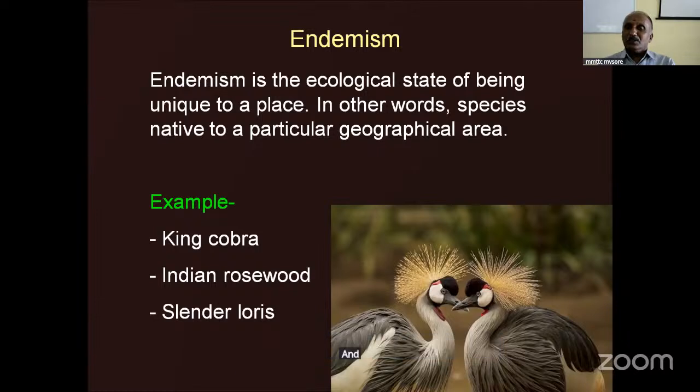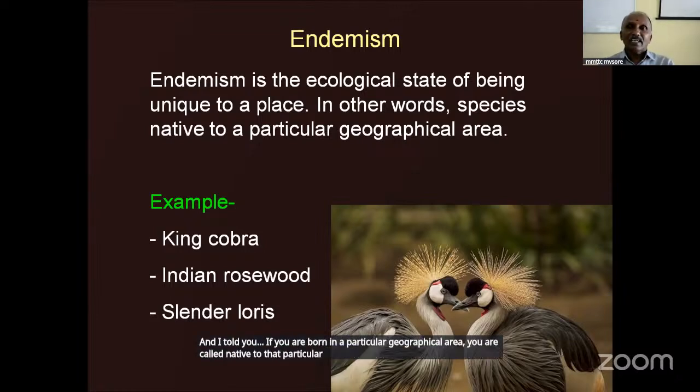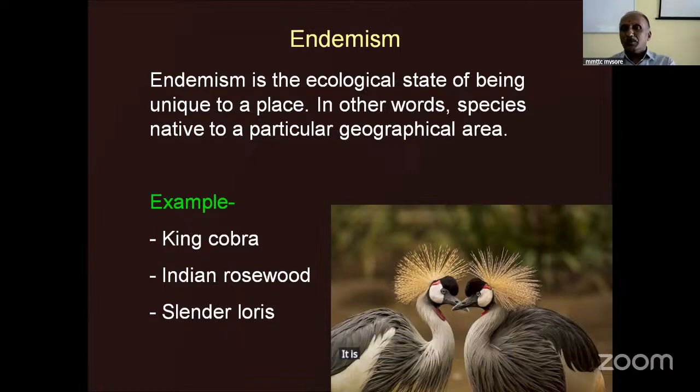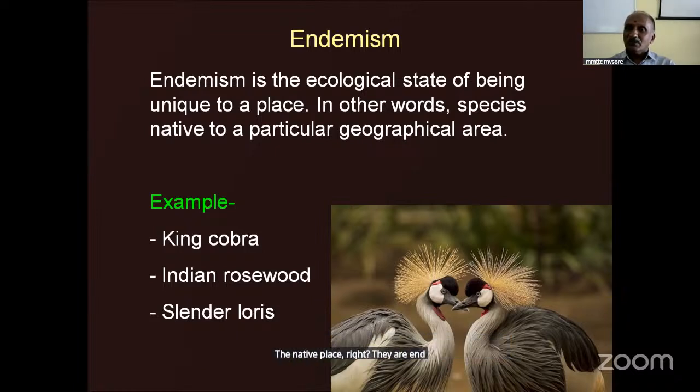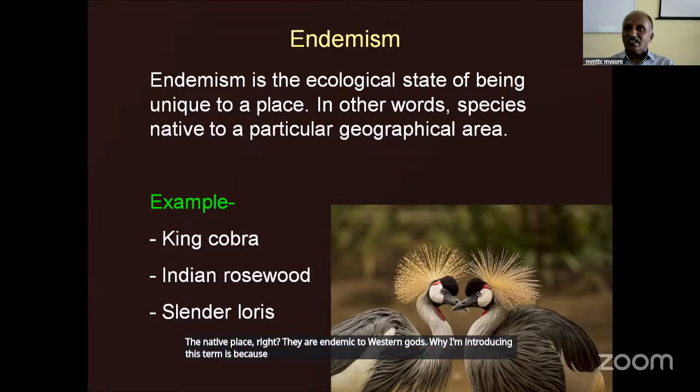And I told you, if you are born in a particular geographical area, you are called native to that area. So that is called endemism. Endemism is nothing but the ecological state of being unique to a place. In other words, it is the native place of a species. King cobra, Indian rosewood, slender loris, they are native to the Western Ghats. They are endemic to the Western Ghats. Why I am introducing this term is because now we will understand hotspots.